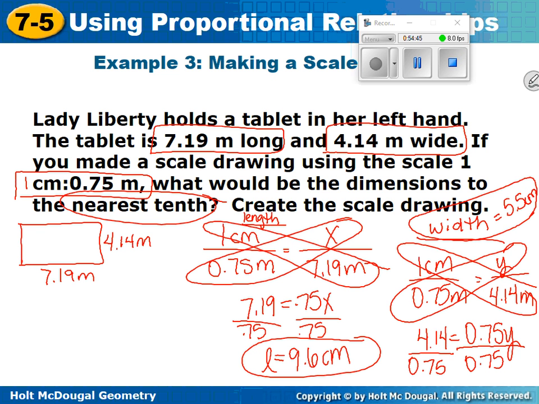Label it when you're finished with your correct units.